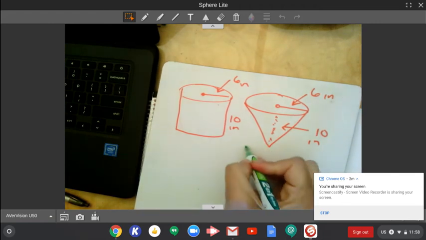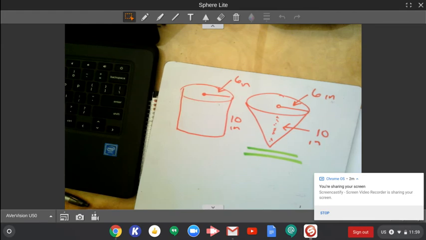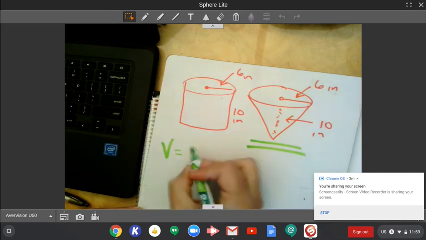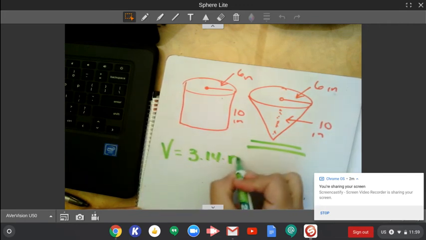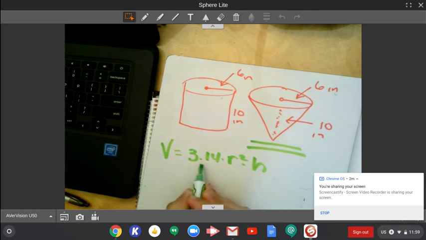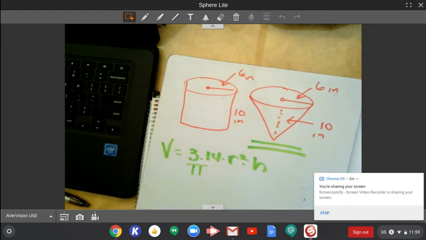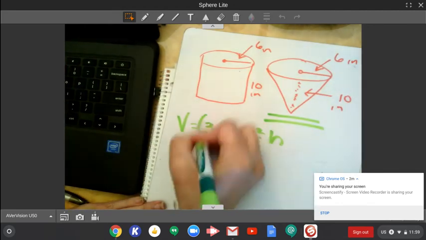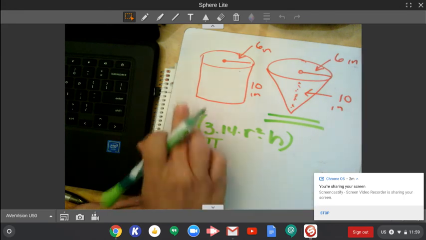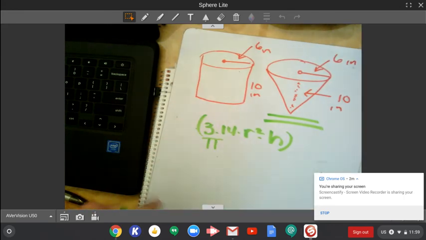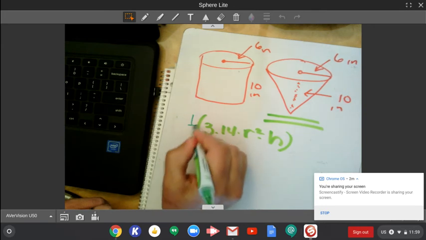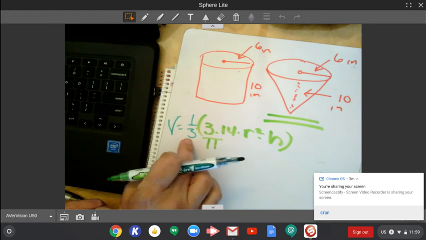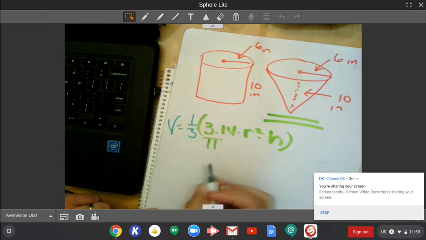So I'm going to find the volume of this cone. Again, you're going to write volume equals pi times radius squared times height. Remember, 3.14 is an estimate of pi. If you have the pi symbol in your calculator, you can use that. I'm going to take 1/3 or divide by 3, so let me add that to the front. This is the cone. The cylinder would be just this without taking 1/3 of it. Or you can divide by 3. I'll show you both ways.